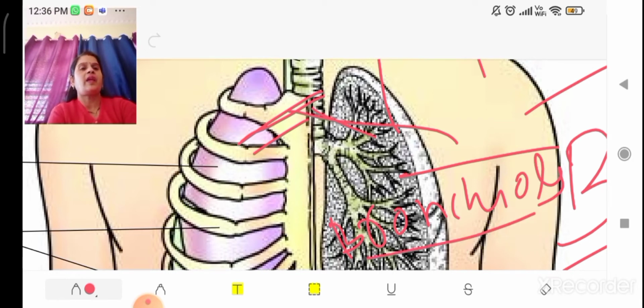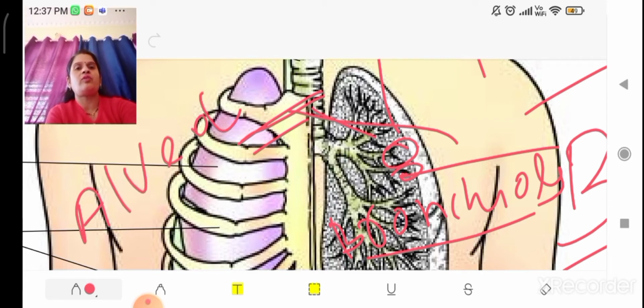These parts help with the exchange of gases, which takes place because of them. And these small bag-like, sac-like structures are called alveoli. What are they called? Alveoli. Fine.